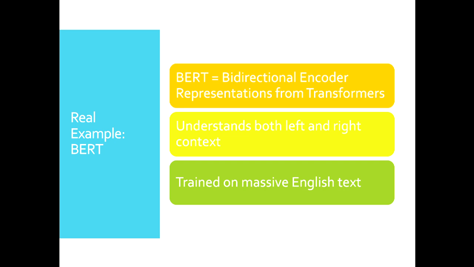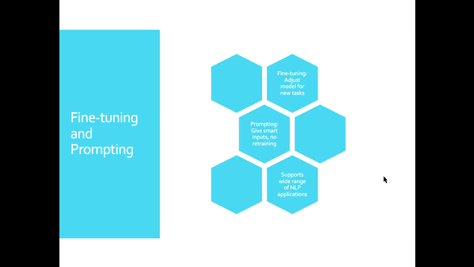So let's move to the next, fine tuning and prompting. Fine tuning is to adjust the model for new tasks. Prompting is to give smart inputs to get the expected output without retraining. It supports a wide range of natural language processing applications.